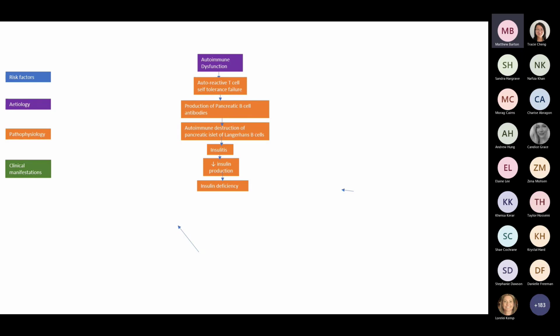Now I'm going to come back and address my risk factors. So we know one of the risk factors was the type 1 diabetes of the father.